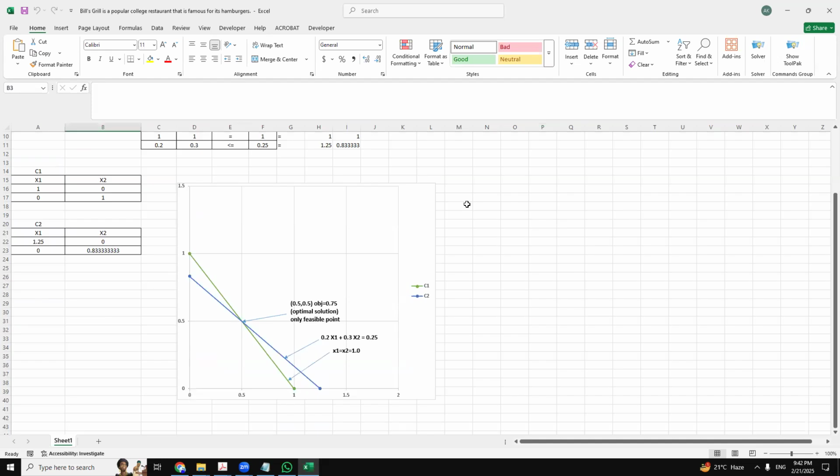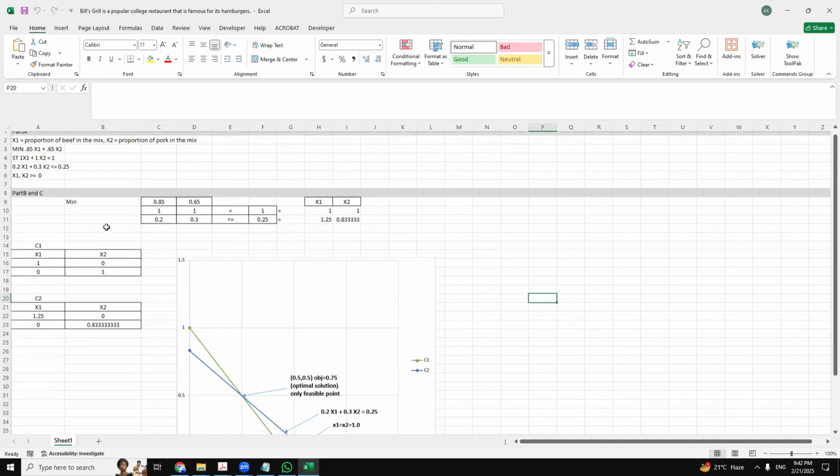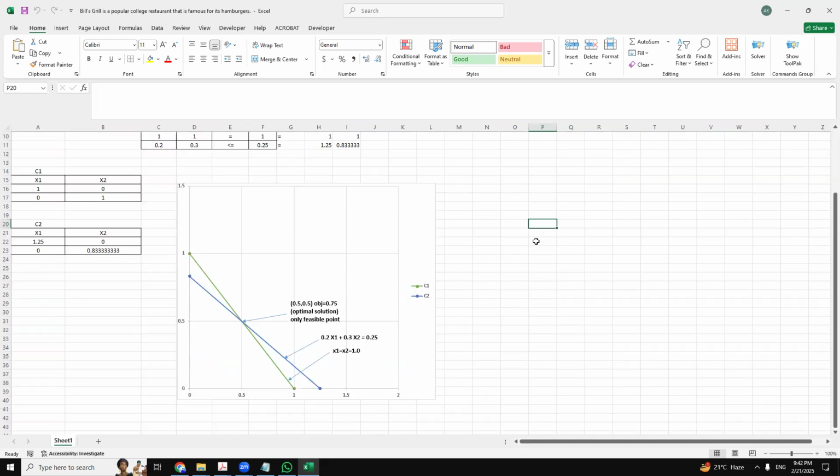Then part B and part C are our graphical representation. So this one is the graph that I created using Excel. And this is the table that I extracted from these values.